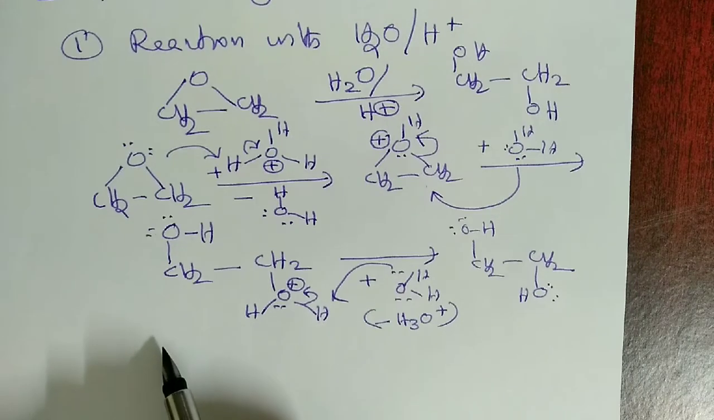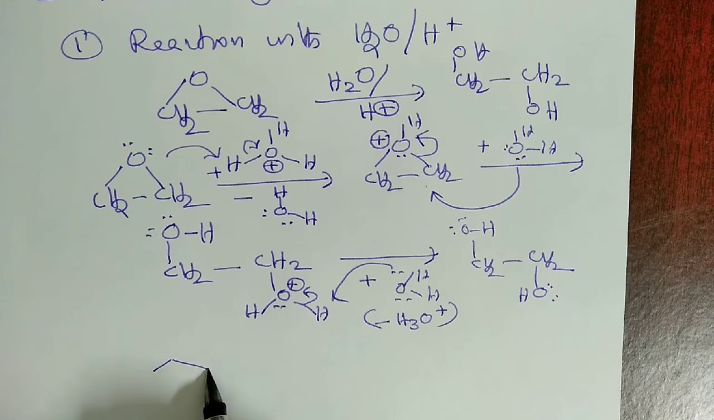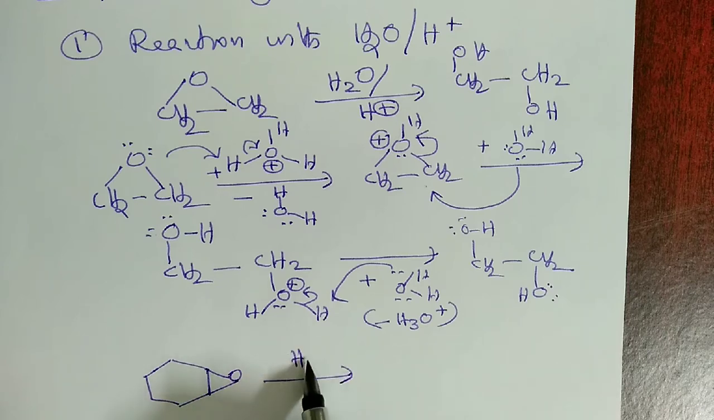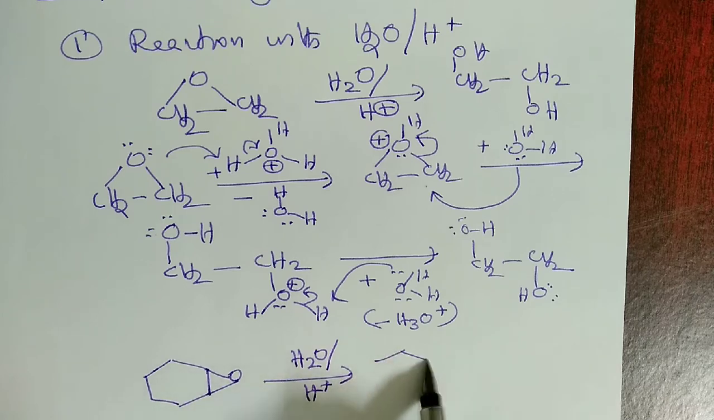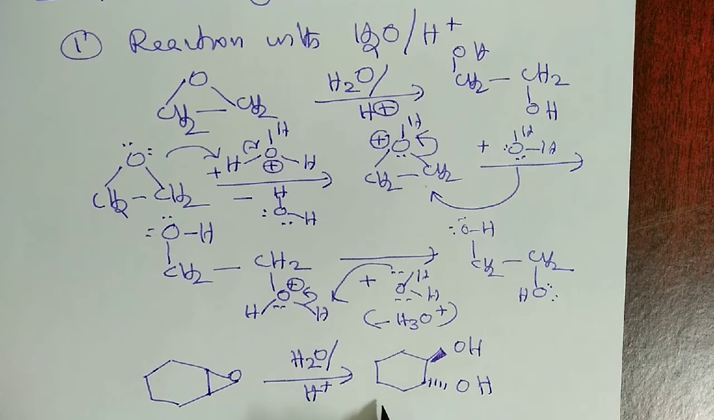case of cycloalkenes, this method gives trans isomer of cis-diol. In this reaction, exclusively trans isomer of cyclohexane-1,2-diol is obtained.